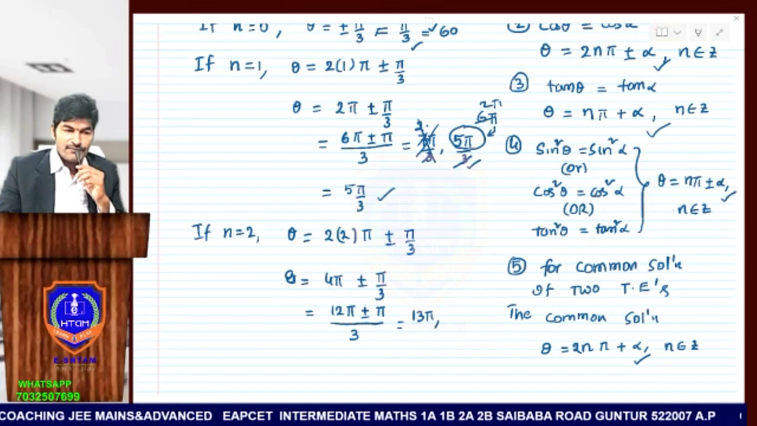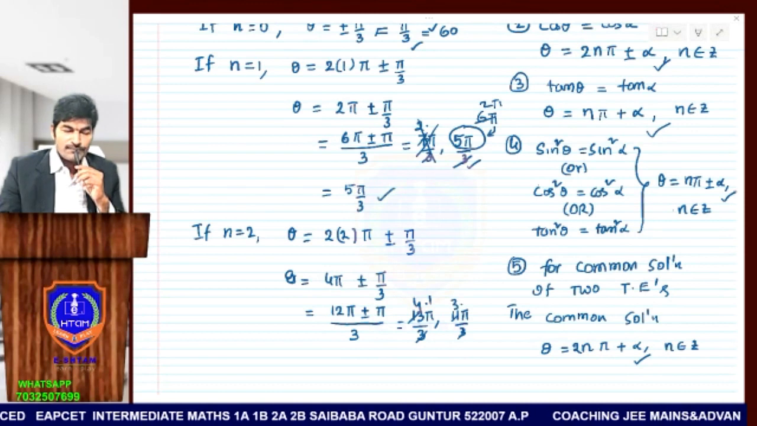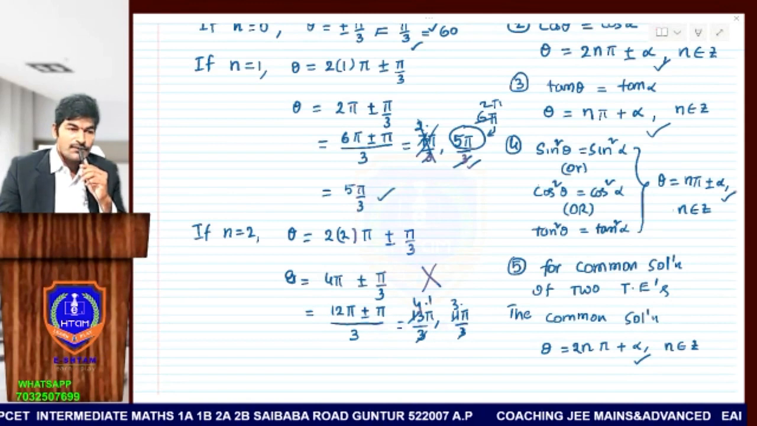And the next value will be how much? 11 pi by 3. So look at both values. It is crossing the 4 pi also. 13 pi is more than 12 pi. It is crossing 4.1 something, and it is crossing 3 pi. So that means it was not a solution. That means the above values are crossing the 2 pi value. So we finalize the answers.